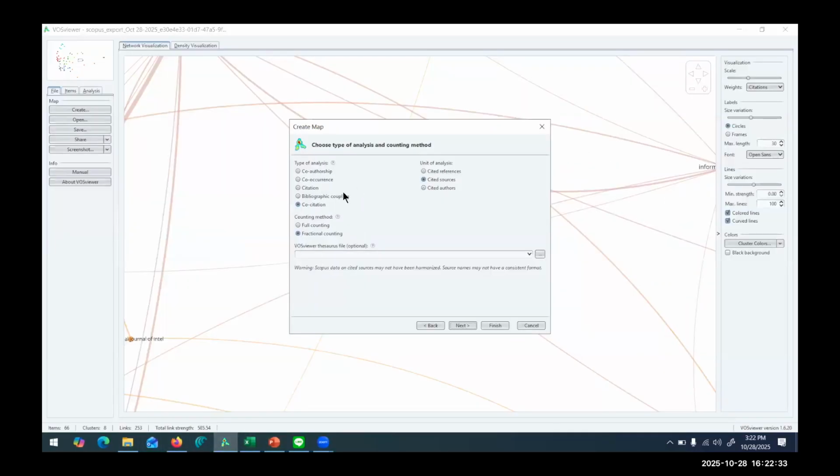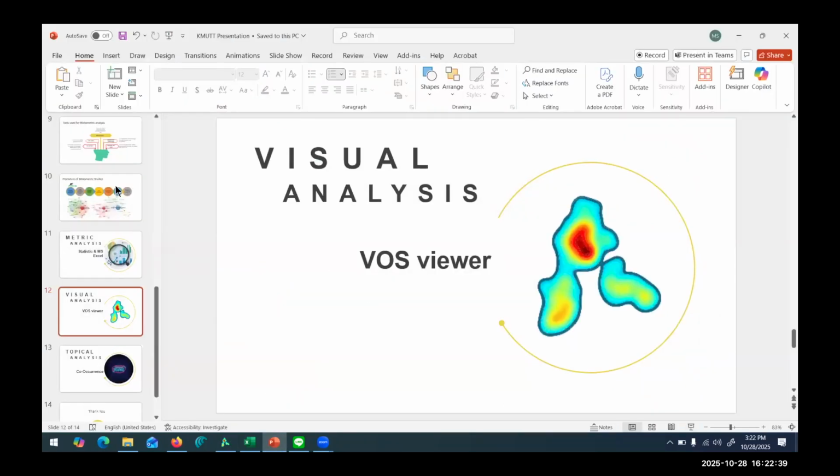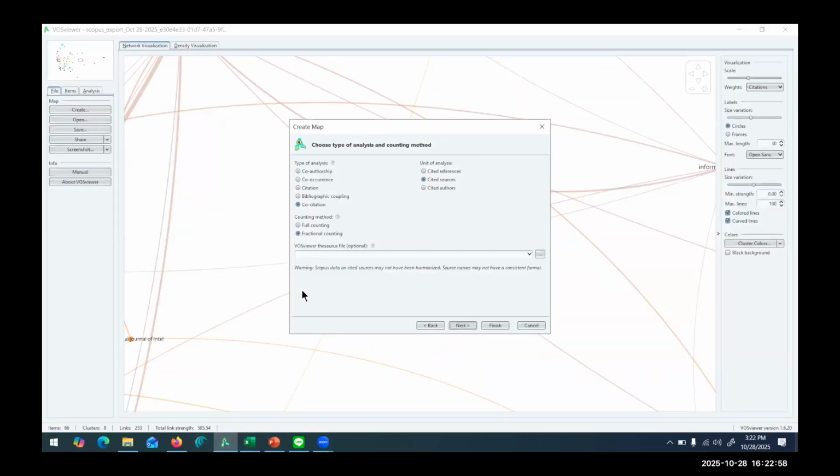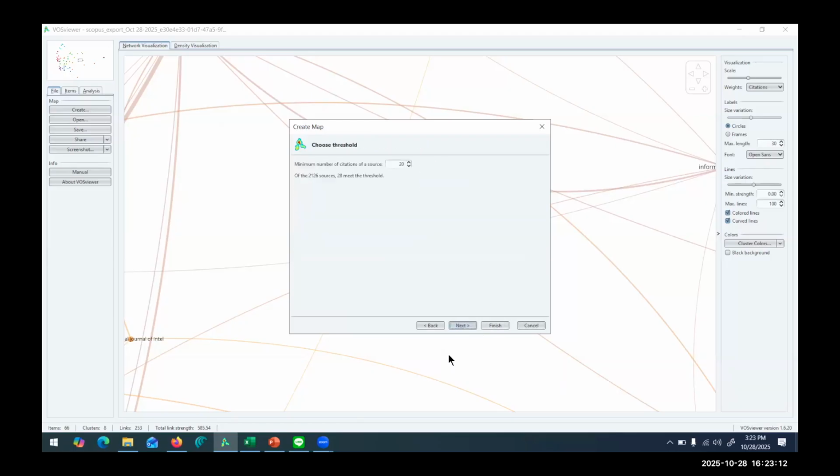So now here, let us choose co-citation analysis. And before that, once again, recall that co-citation analysis is used to identify research clusters and intellectual structures in a field. The purpose of co-citation is to analyze the intellectual structures. So here we go for co-citations. Sources in this software means journals. So in place of full counting, we select fractional counting and then we move next.